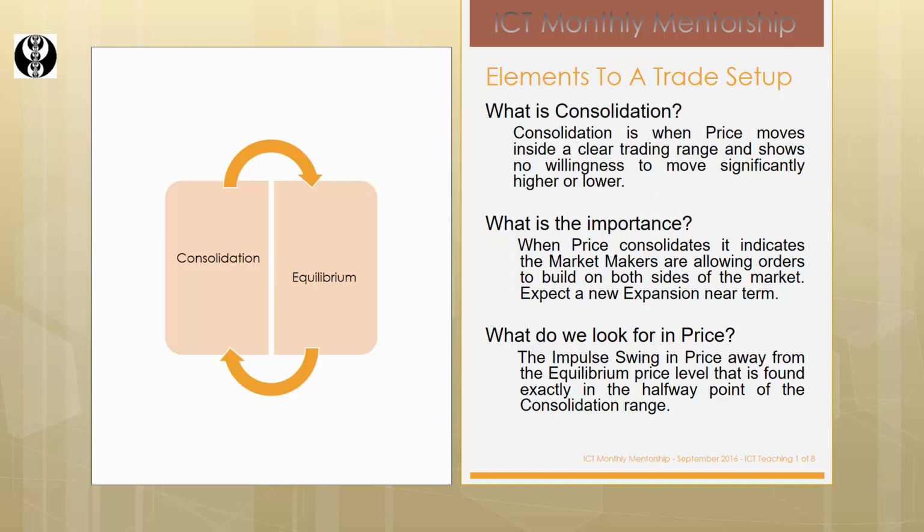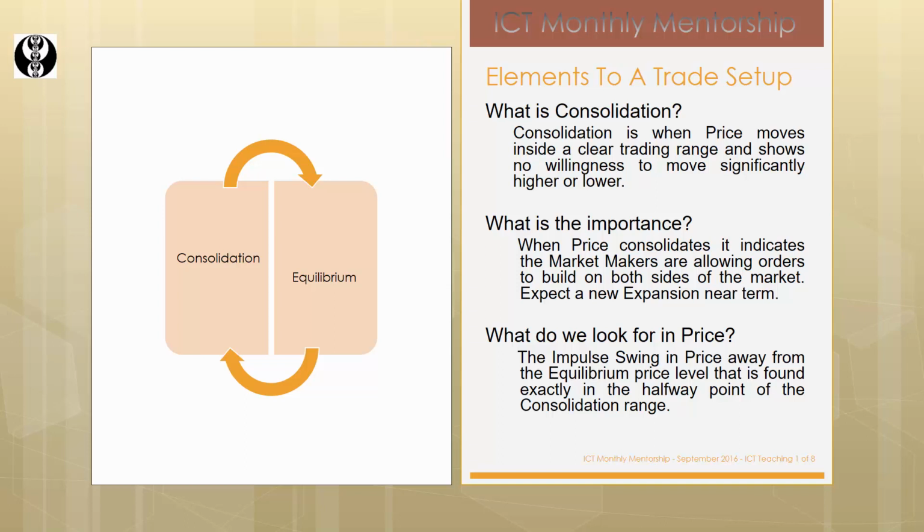And lastly, we have consolidation. And whenever we're referring to consolidation, we're directly relating that to an ICT tool of equilibrium. What is consolidation? Consolidation is when price moves inside a clear trading range and shows no willingness to move significantly higher or lower. Now, what's the importance?